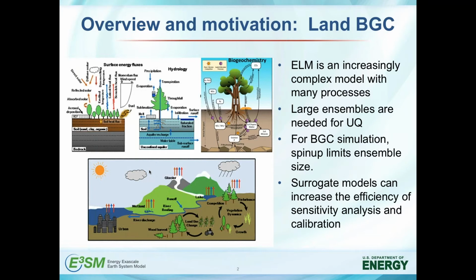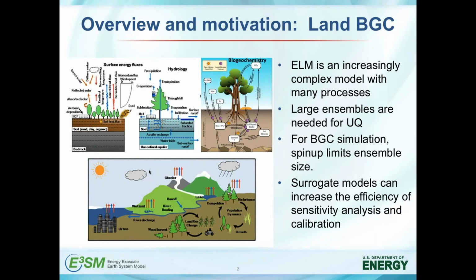But if we want to do uncertainty quantification, generally we need large ensembles. We need the ability to run the model many times to explore parametric and structural uncertainties. For considering BGC, one consideration is spin up. And so typically we have to equilibrate the carbon and nutrient pools with pre-industrial conditions and then move forward with transient forcings. And so that generally requires hundreds of years of simulation and can limit the number of ensemble members that we can run, even when considering land as one of the less expensive components of E3SM.